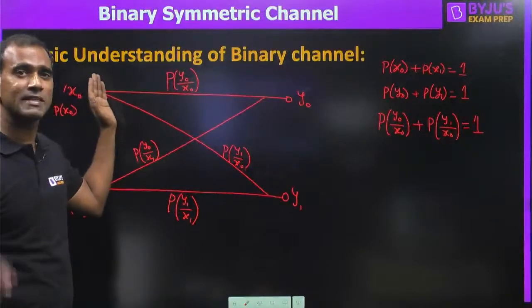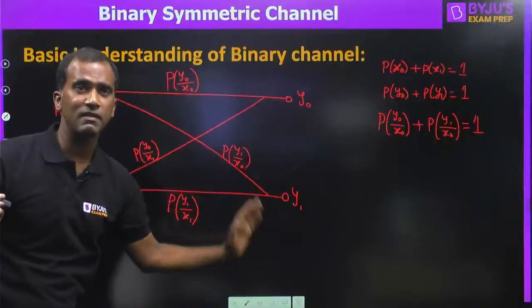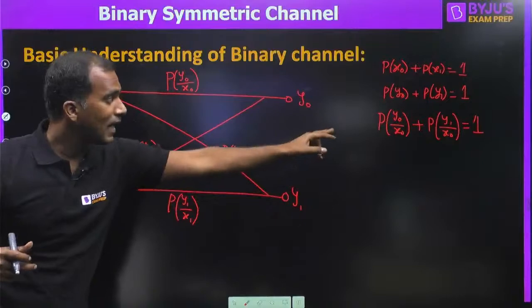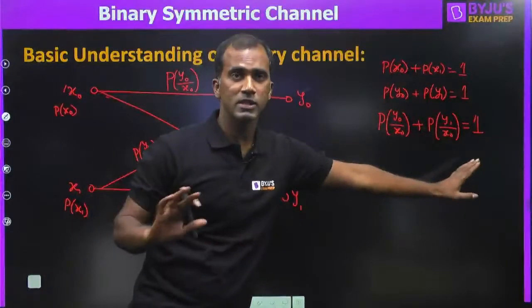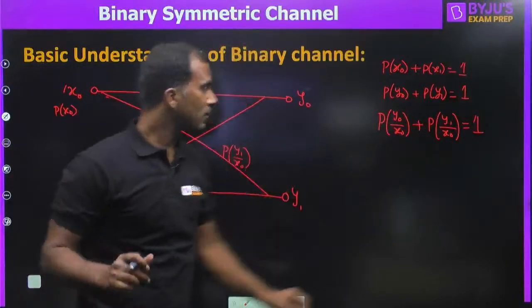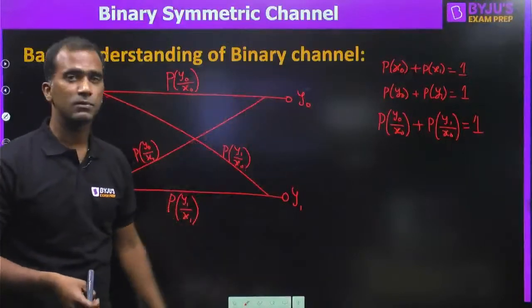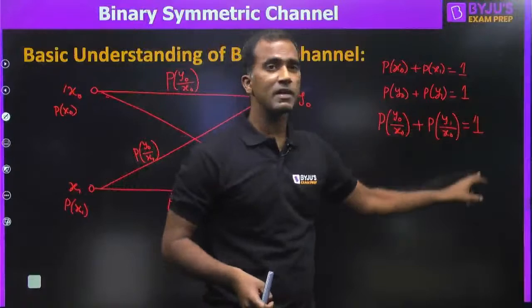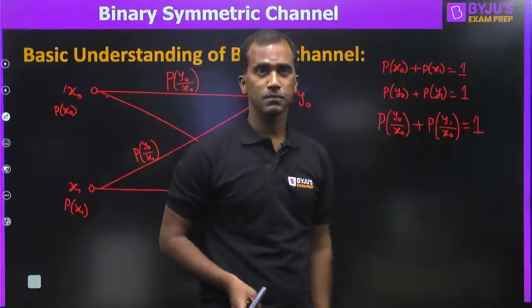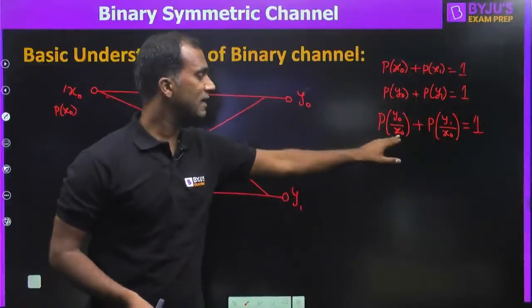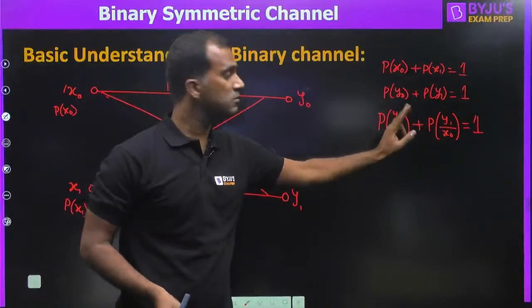Given that x naught is transmitted, there are 3 possibilities, y naught, y1, y2, if it is a 3 by 3 channel. Then adding these two will not result in 1 because that is not complete. Only if you add P of y2 given x naught will it result in 1. But in this graph, these two are sufficient because when x naught is transmitted, there are only 2 possible outcomes, which are y naught and y1.